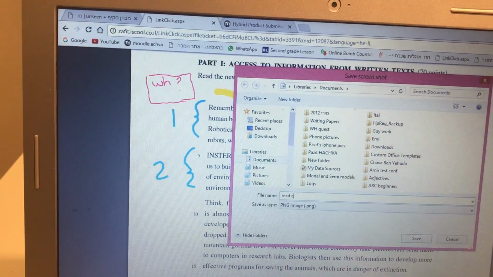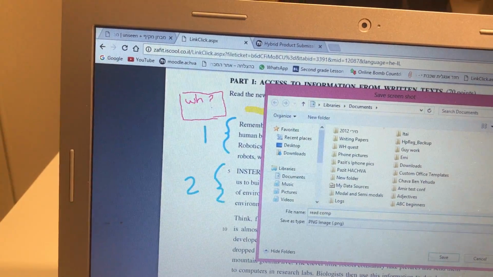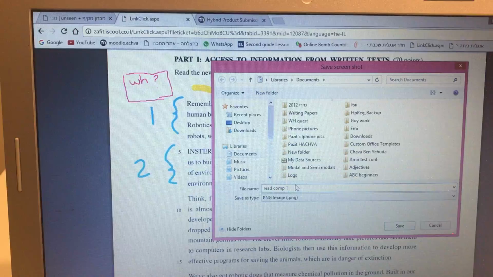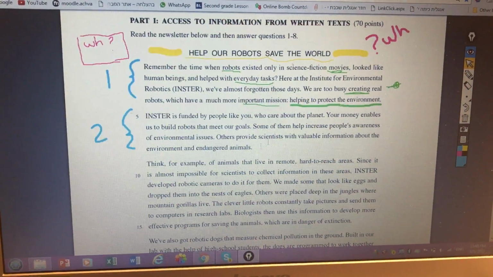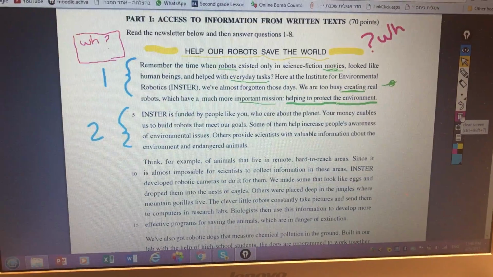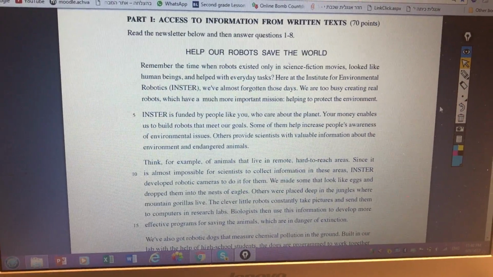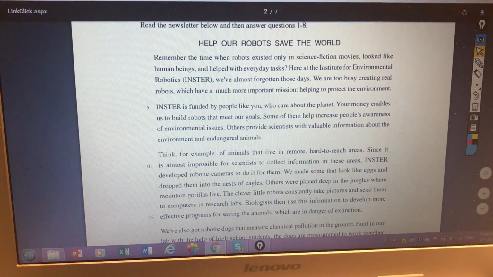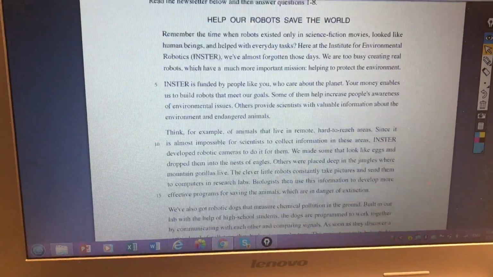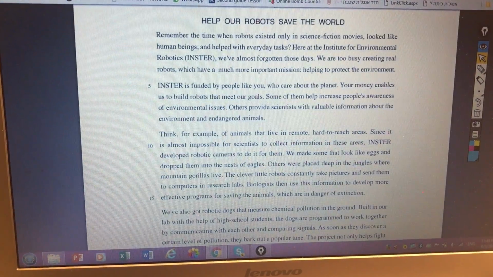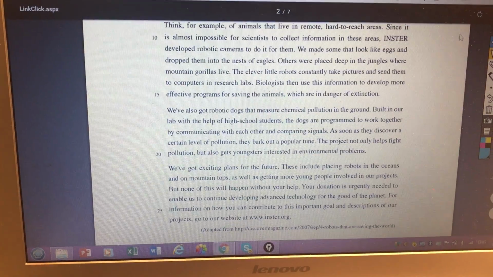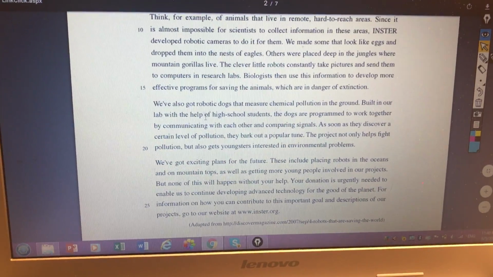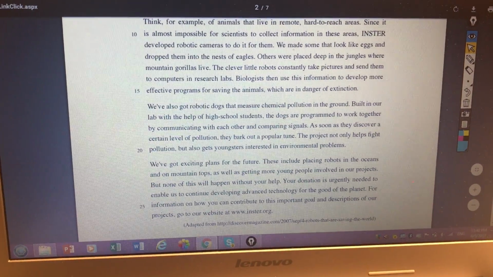Reading comprehension 1. Okay, I'll save it. I'm going to delete all of my rubbish and scroll down. Okay, so you've taken notes on what we did in the beginning. We're going to scroll down and begin talking about paragraph 3.